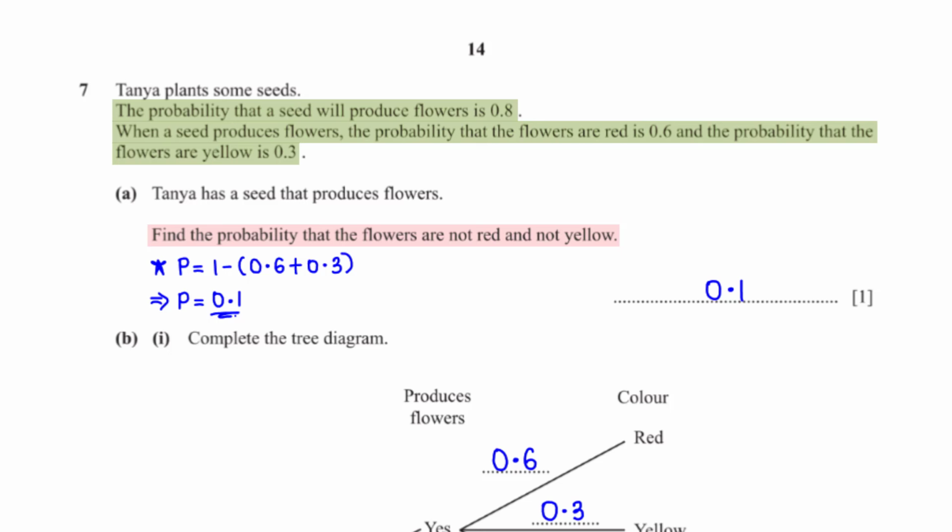The sum of the probabilities must be equal to 1. And so the probability that Tanya's seed produces flowers that are neither red nor yellow is 1 minus (0.6 plus 0.3), which gives us 0.1.